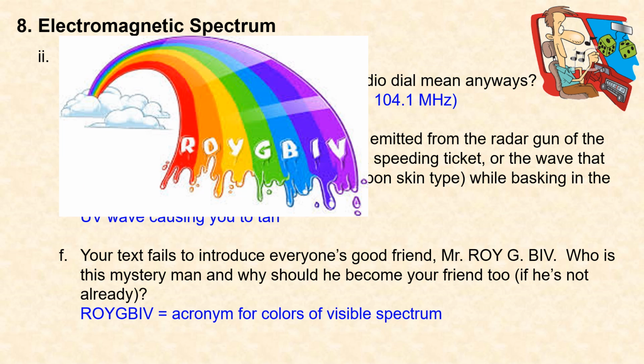The red end of the visible spectrum corresponds to a range of light waves which are longer in wavelength than the violet end of the spectrum and lower in frequency.